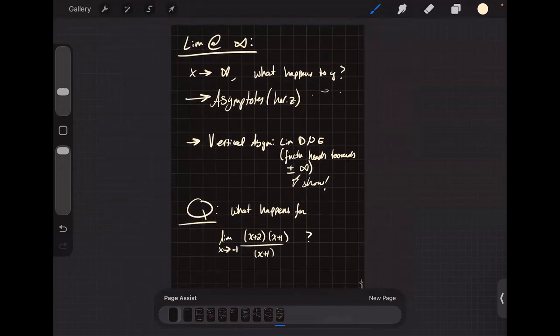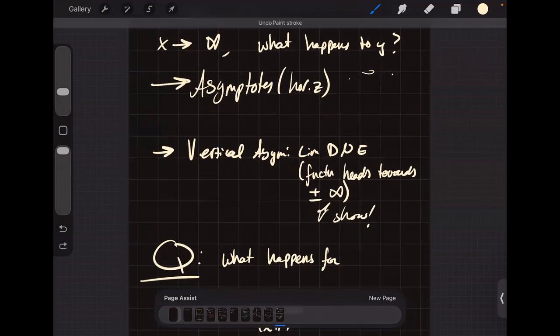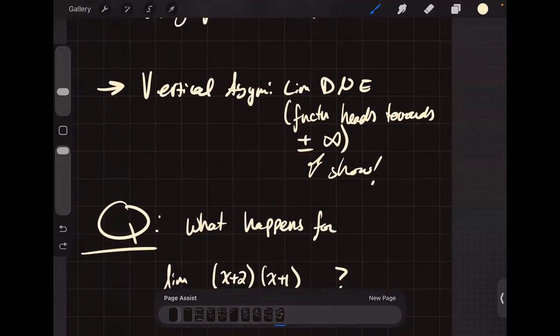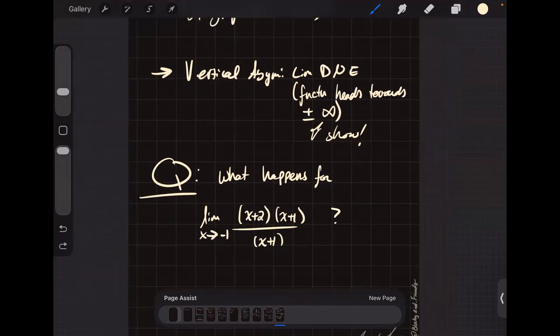And so, limits at infinity: as x approaches infinity, what happens to y? You might remember this from pre-calc, horizontal asymptotes. That's just baby's intro to limits at positive and negative infinity. If you have vertical asymptotes, your limit will head towards positive or negative infinity, which means the limit doesn't exist.